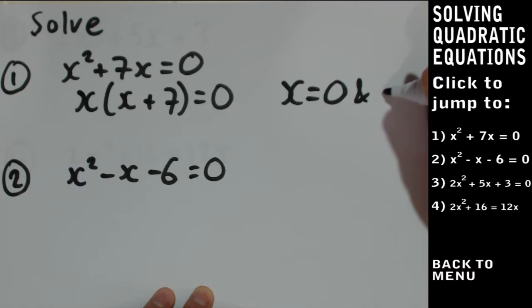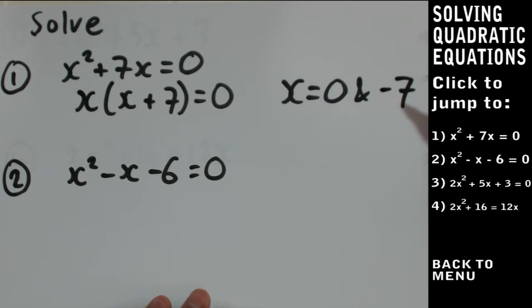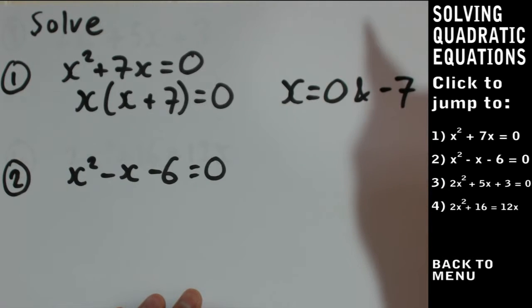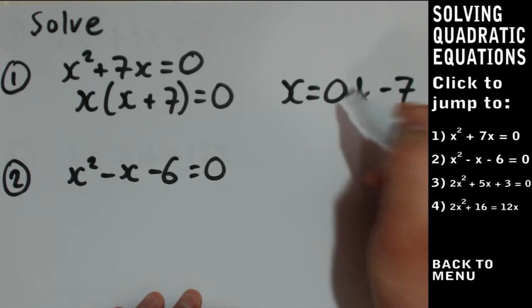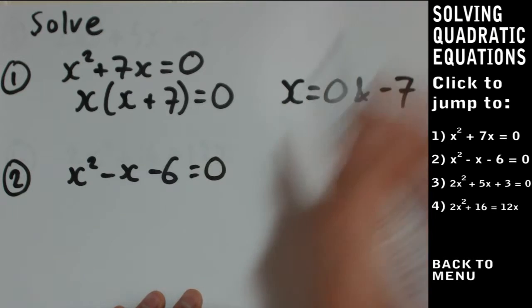And you might be wondering why we have two values of x. Don't forget that this is all about finding where a curved line crosses the x-axis, and it just means it crosses in two places. It crosses at 0 and it crosses at minus 7, like that.